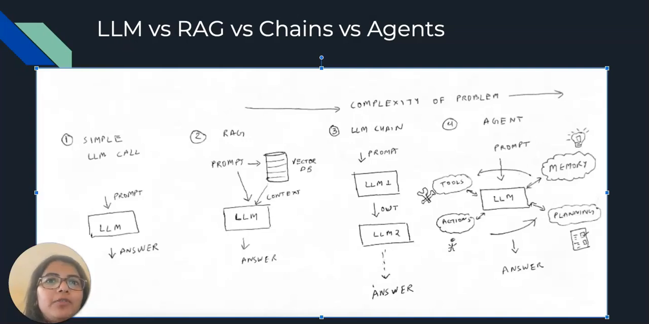In this video, we will talk about some of the terms that are commonly used in generative AI and that will be used in this course too. So these include LLM, RAG, chains, and agents, and I'll try to basically tease out the differences between them.